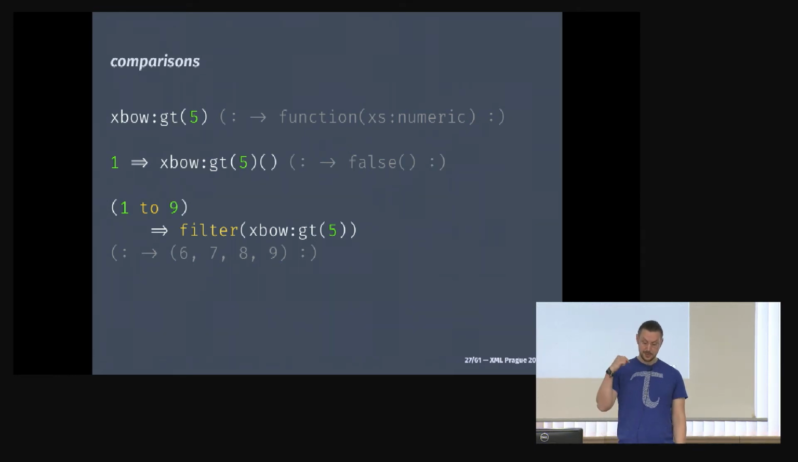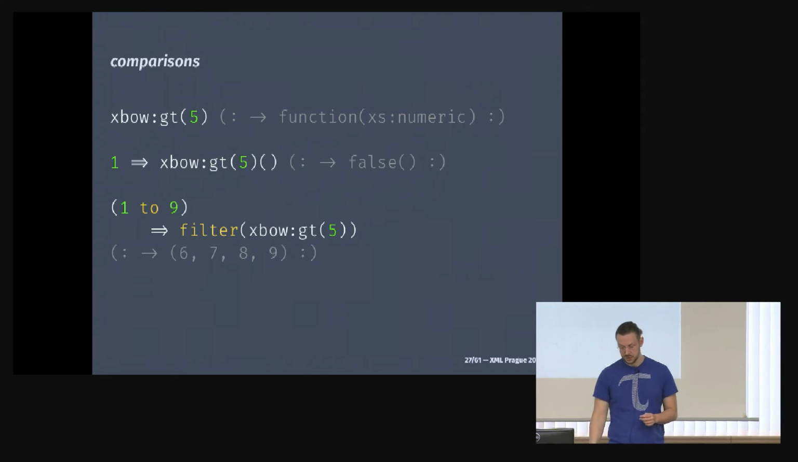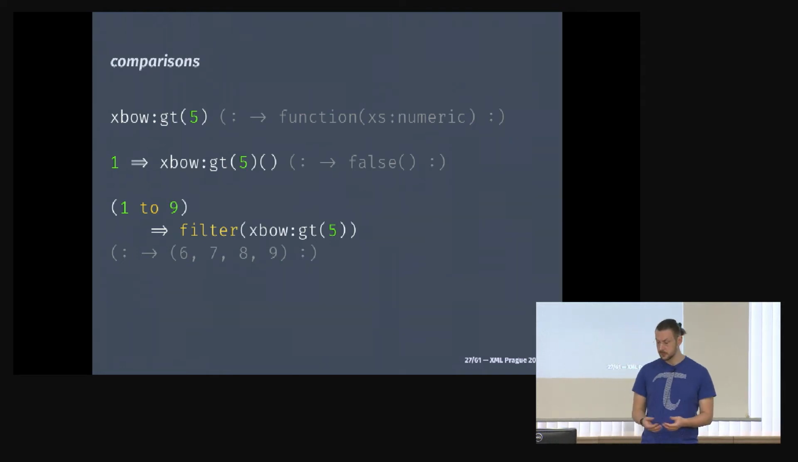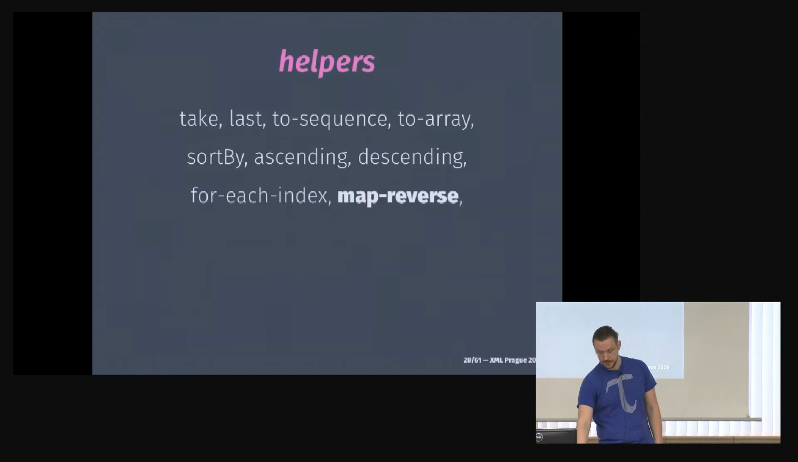But it really shines if you put it into filter, because now you don't have any extra wrapping parentheses anymore. And yeah, it does what it should do. So my sequence from 1 to 9 will only be filtered by it, and only the items that are greater than 5 will be returned.